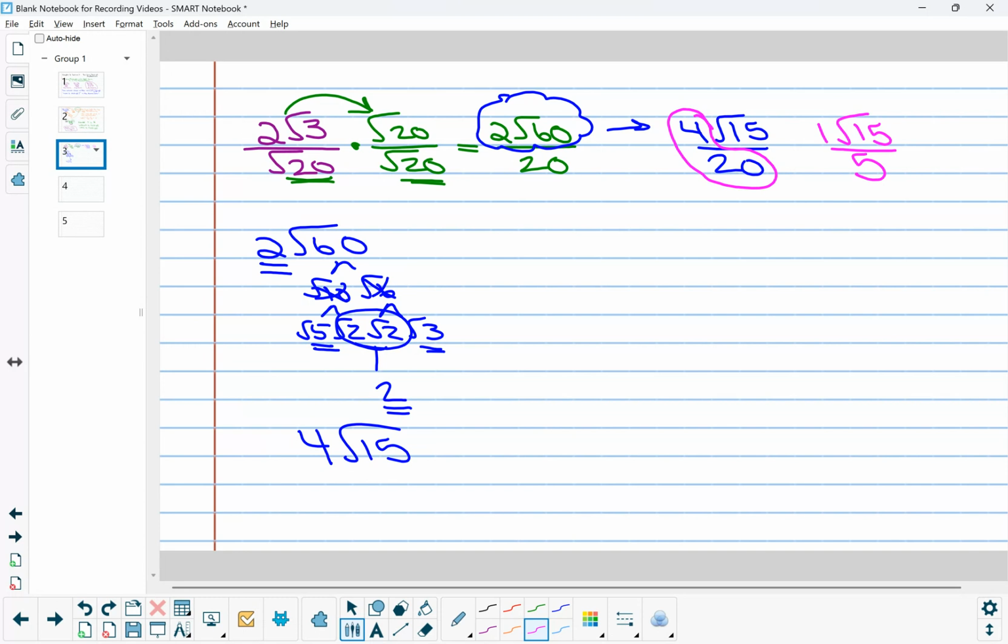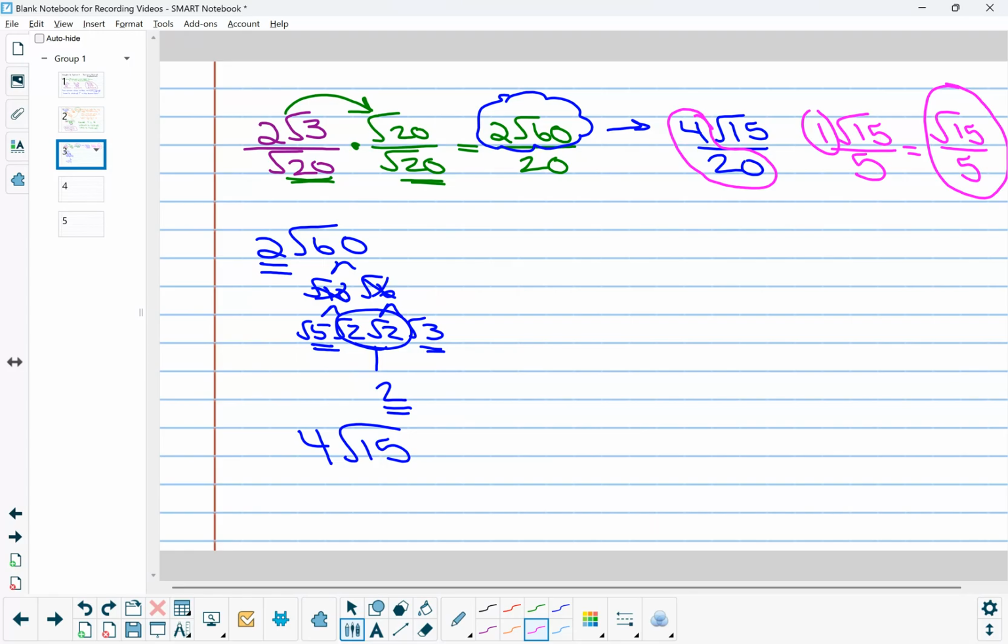And mathematically, you don't need this 1. So it's really just rad 15 over 5. And that's going to be your answer. Okay? That's how that's going to happen. All right. Let's take a look at... Oh, I can do this one on the same page.